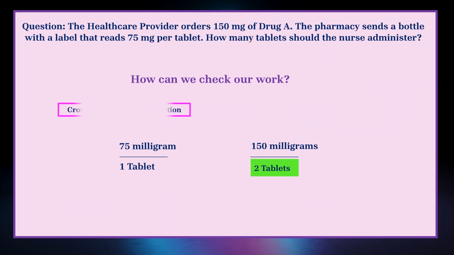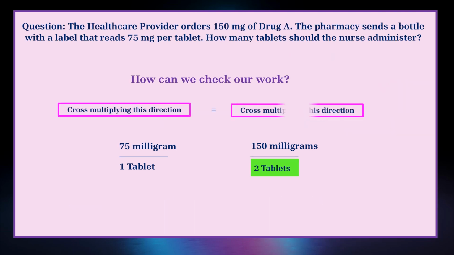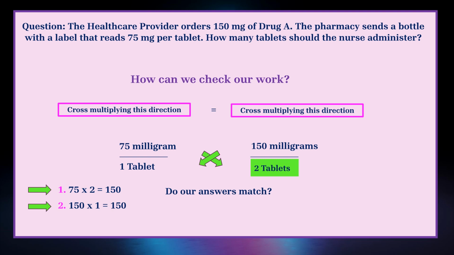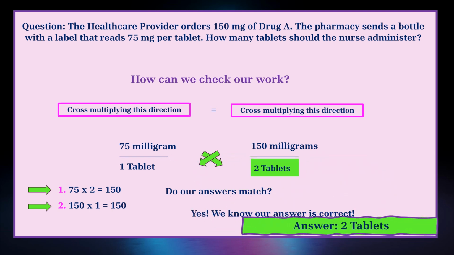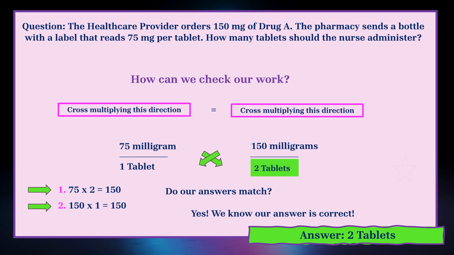How can we check our work? Cross multiplying in one direction should equal cross multiplying in the other direction. So 75 times 2 equals 150. And 150 times 1 equals 150. Do our answers match? Yep, then we know our answer is correct at 2 tablets.